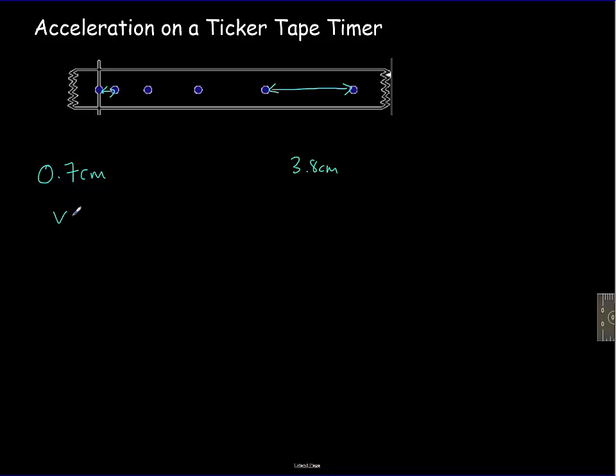So my initial speed is going to be the distance traveled, 0.7 centimeters, divided by the time taken. And the time taken would be the time between dots. Since it's 60 dots per second, it's 1/60th of a second for the time. And I do the same thing for the final speed. It's going to be 3.8 centimeters divided by 1/60. So effectively, I'm just multiplying by 60 in both cases. 0.7 times 60 gives me a speed there of 42 centimeters per second and a speed of 168 centimeters per second for v final.